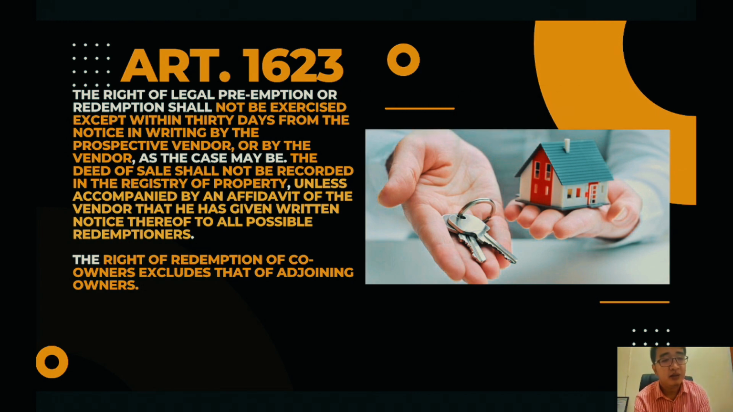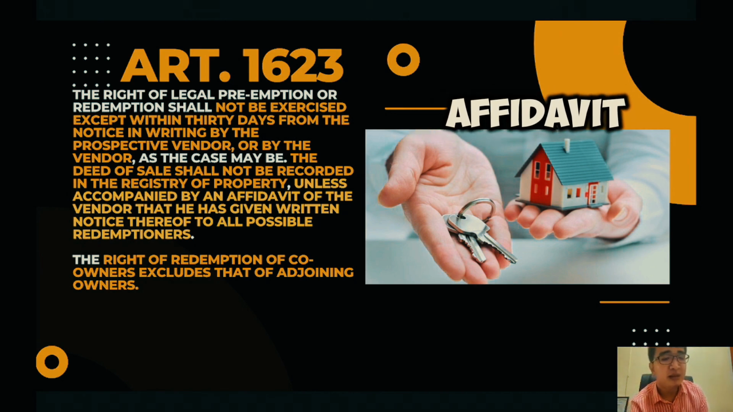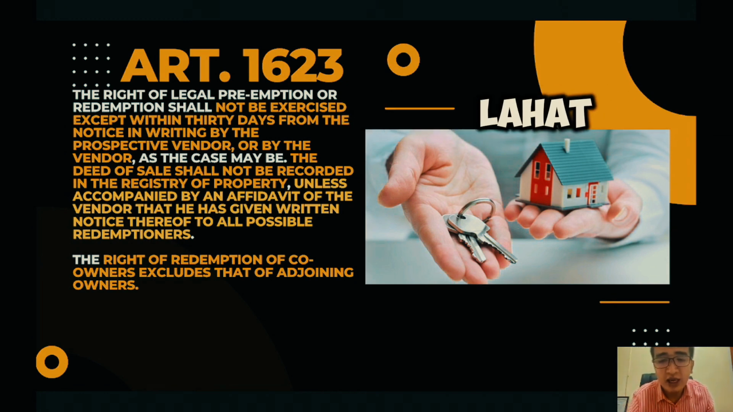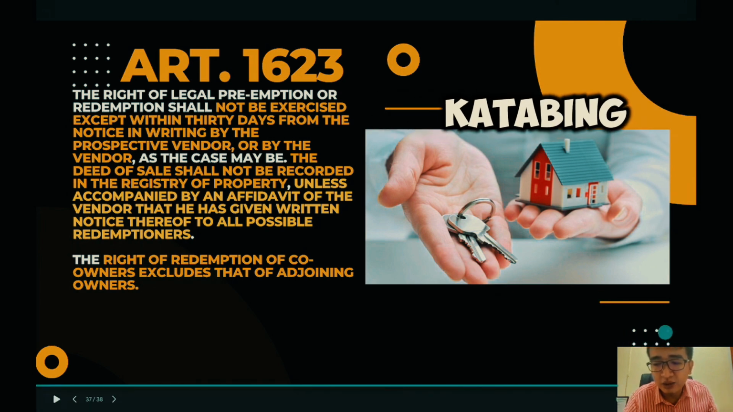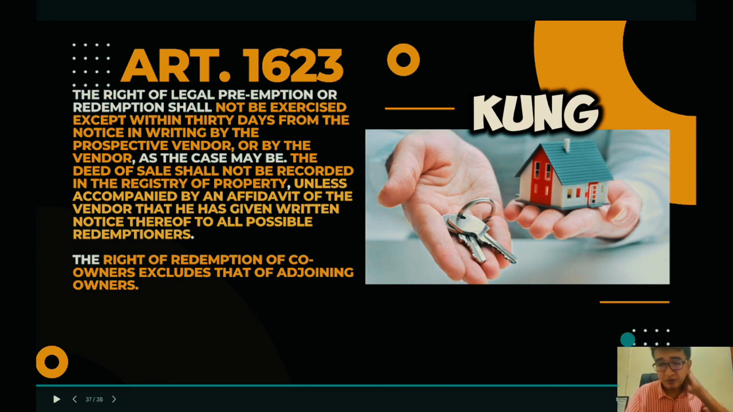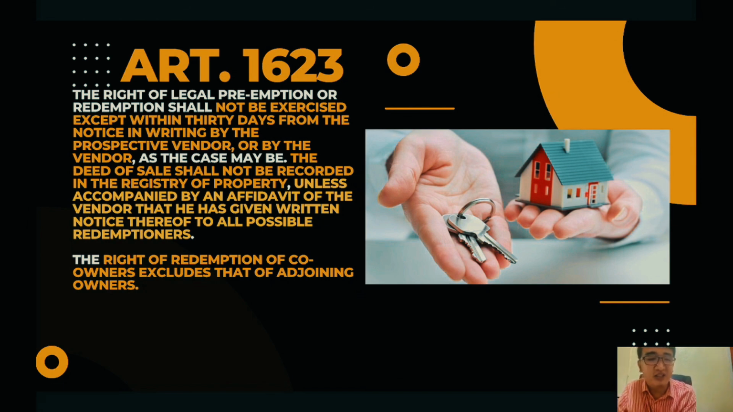So this is what you can do to exercise your right of redemption or right of preemption. What? How? You first give notice in writing. Okay? You give a notice in writing that you are exercising your right of redemption or preemption. After that, if nabenta mo na, you are to execute an affidavit that you have given a written notice to all possible redemptioners. Sino yung all possible redemptioners? Lahat ng adjacent owners, lahat ng katabing lupa. Nabigyan mo ng notice. Why? For them to contest your claim. Kung gusto din nilang gamitin yung lupa, pwede din nila kasing gamitin kasi adjacent owners din sila.